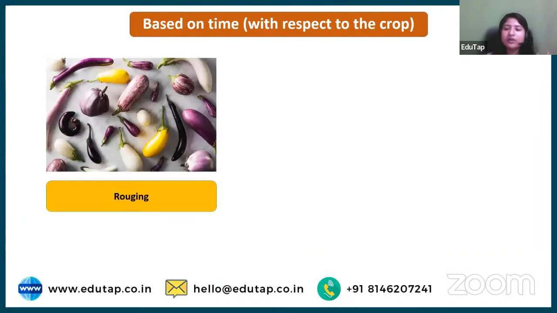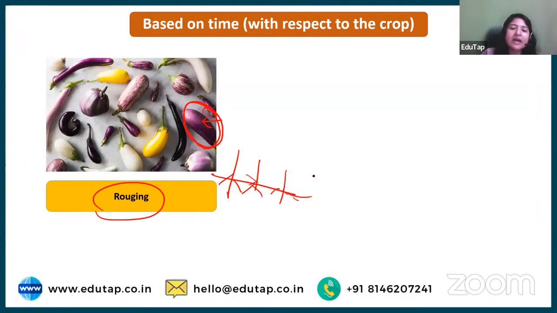Next is rogging. Rogging is also one of the intercultural operations. Look, I have given this example. We know there are different types of brinjals that exist. Now, for example, the farmer has bought the seeds for this particular sort of brinjal and has grown them. Of course, the plants will look similar in the initial phases, because all are brinjal.